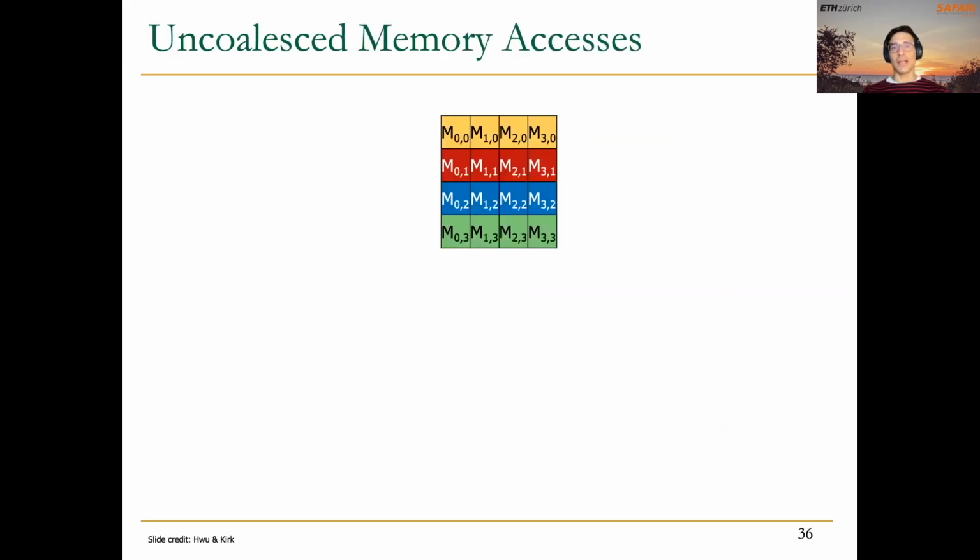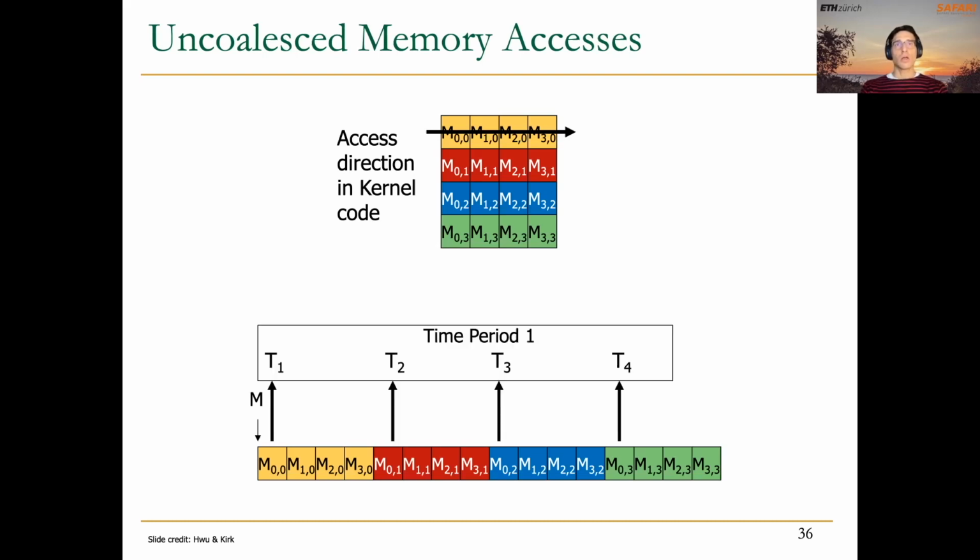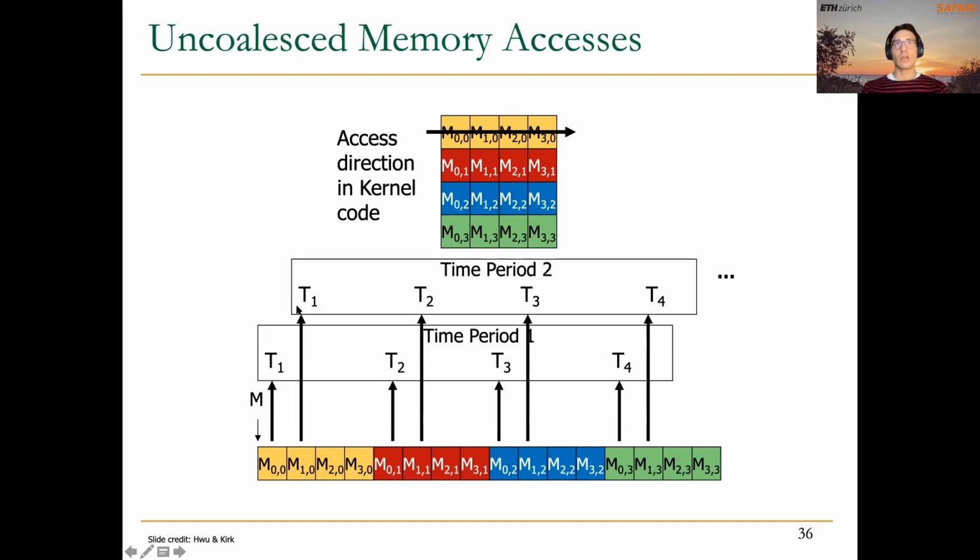Let's see a more detailed example. Let's say this is an example of uncoalesced memory accesses, where this is the access direction in kernel code. We are going to assign different threads to these different rows. Thread 0 goes all over this yellow row. The next thread goes all over this red row, and so on. We know that this matrix has a linear row major layout in memory. In the first access, thread 1 accesses element M00, thread 2 accesses element M01, thread 3 accesses element M02. In the next cycle, thread 1 accesses the next element in the yellow row, thread 2 accesses the next element in the red row, and so on.